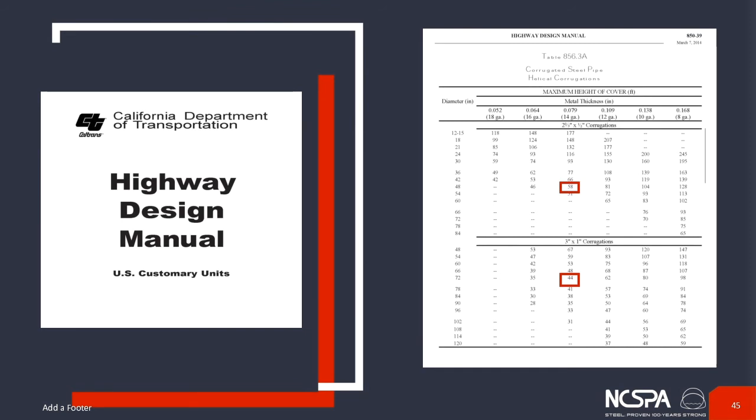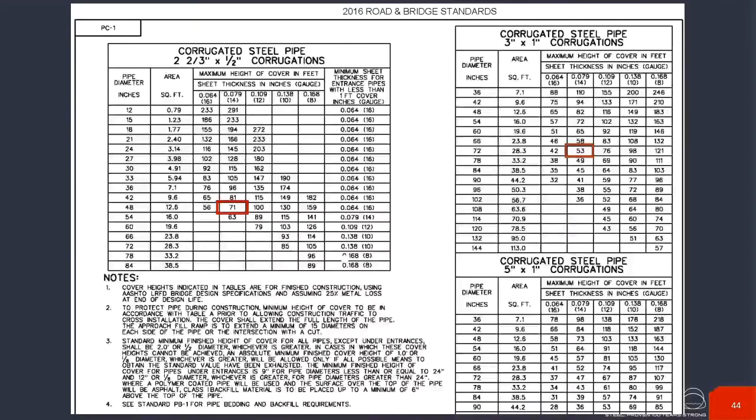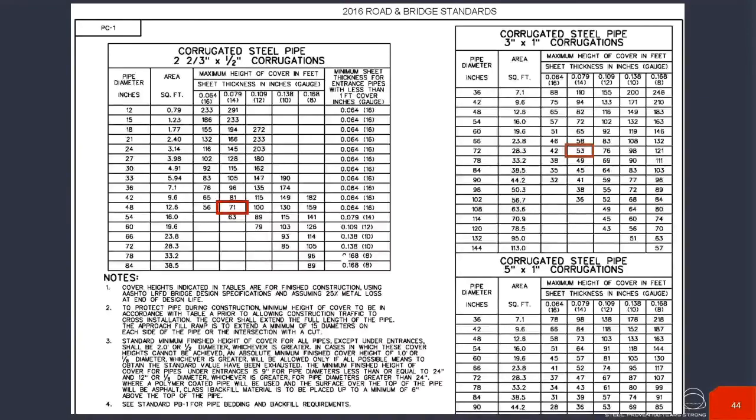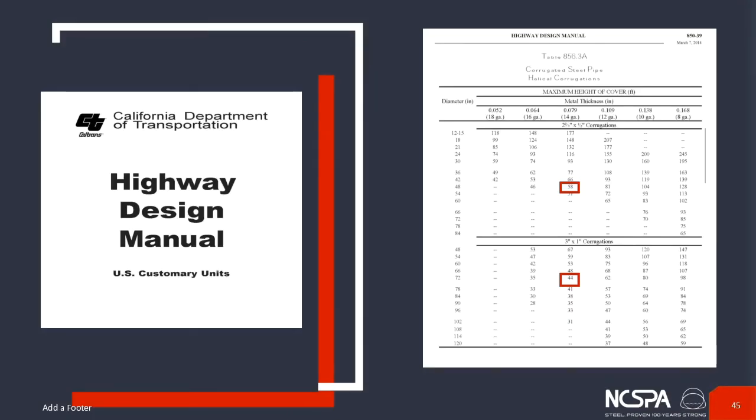Similarly, Caltrans has a table, again very similar. Looking at those same two pipes, the 48-inch 14-gauge is 58 feet, and the 72-inch 3x1 is 44 feet. So as you can see, as Daryl said, there are some small differences, but 10, 15 feet when you're getting that high. We'll show you how to work through the calculations and why those differences are where they are.